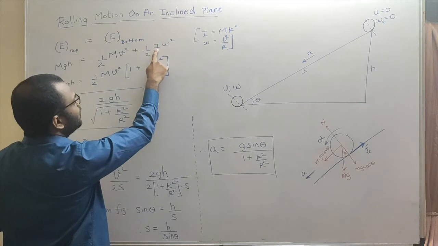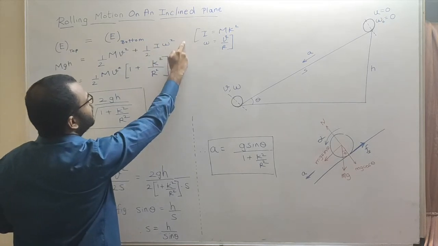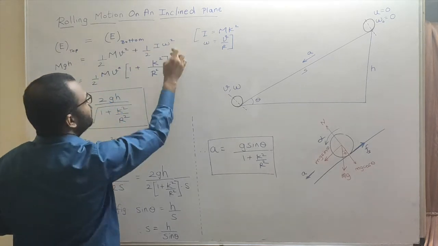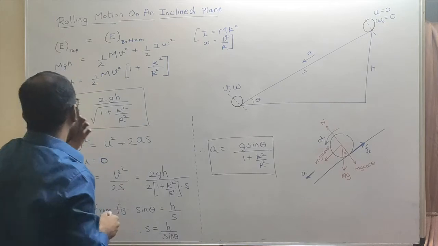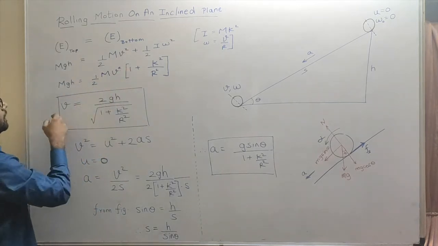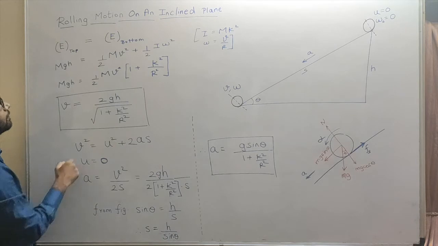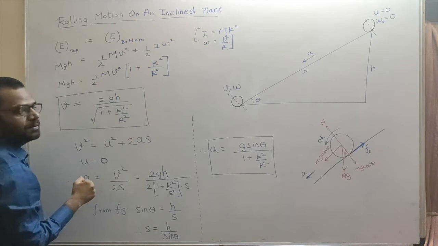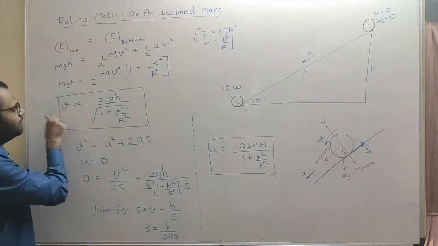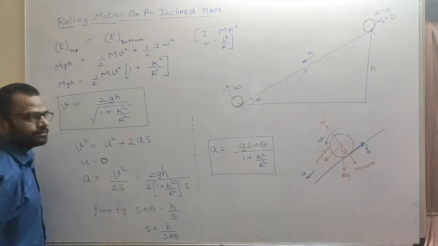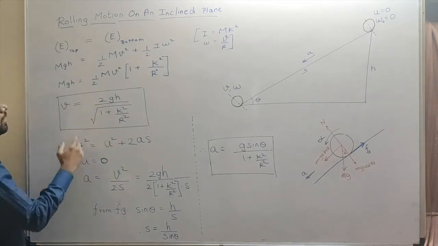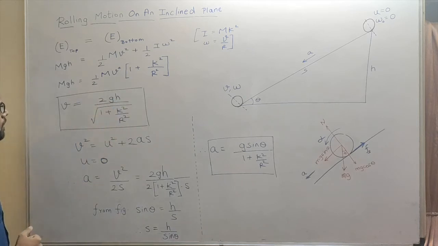Because I will become mk square, and omega square will be v square upon r square. Out of that, half mv square has come out, and left is k square upon r square. Now from this equation, m will get cancelled, 2 will go over here and become 2gh, and this will come in the denominator, 1 plus k square upon r square. Taking square root on both sides, we will get the velocity v, that will be 2gh upon square root of 1 plus k square upon r square.